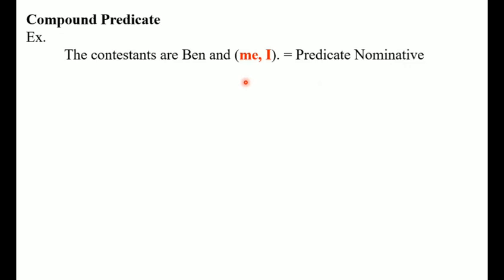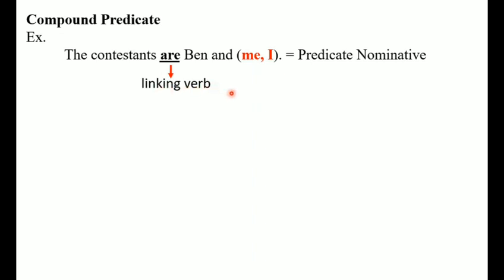Alright. Now, in compound predicate sentences, example, the contestants are Ben and me or I. Now, this sentence is written in inverted manner, baliktad ang pagkakasulat. And a linking verb is used here. Since a linking verb is used in the sentence, it is called predicate nominative. The linking verb here is are. Okay, are is our linking verb. And a linking verb in a sentence like this is equivalent to the equal sign, just like in math. In math, in any equation which uses the equal symbol, it means both sides of the equation are equal, even if the other side is 0. Okay. The same also in the English language.